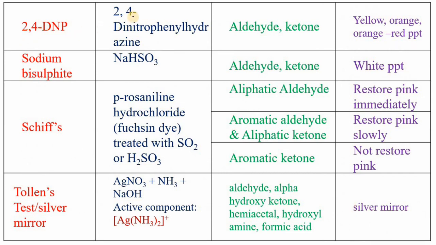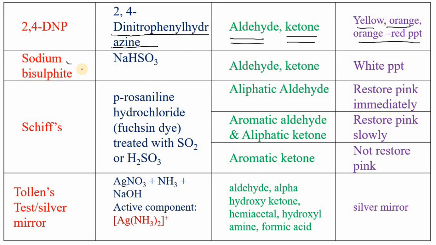2,4-DNP test. The reagent is 2,4-dinitrophenylhydrazine. This is used for the identification of carbonyl compounds, both aldehydes and ketones. In this case, there is a formation of yellow, orange, or orange-red precipitate.